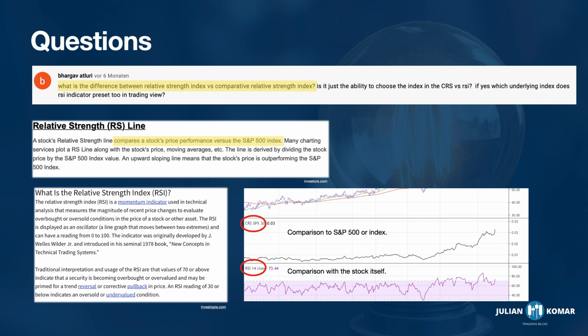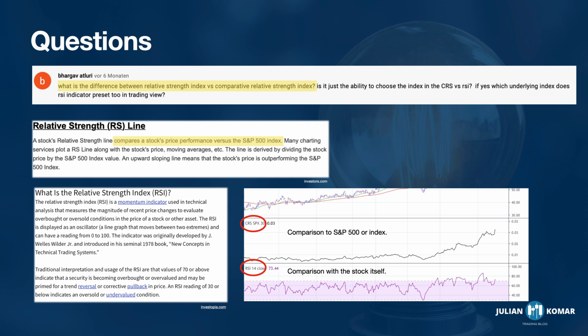I personally don't use the RSI. A lot of people use it, but I found no value for my own trading. But I see it in a lot of comments and questions on Twitter and YouTube, that people always confuse the RS line with the RSI. But really, both things have nothing to do with each other.